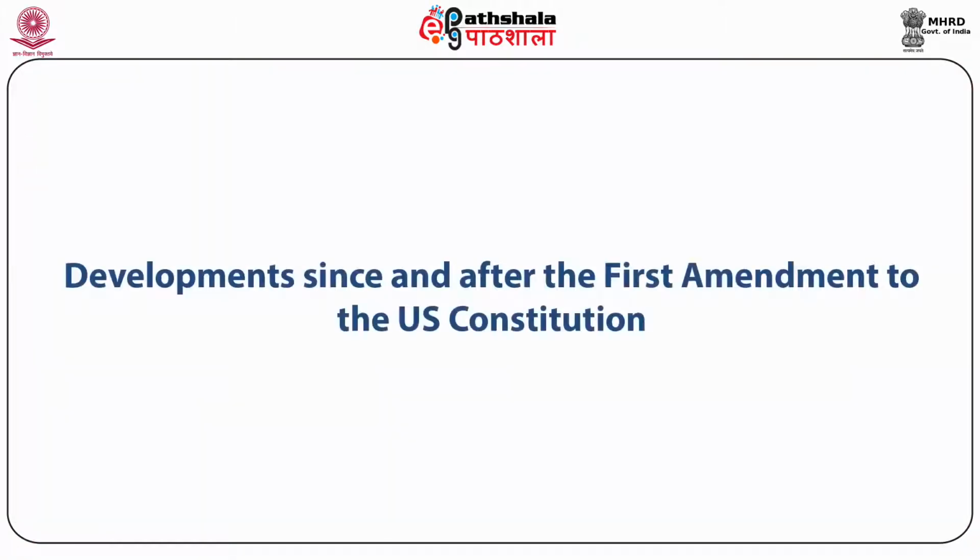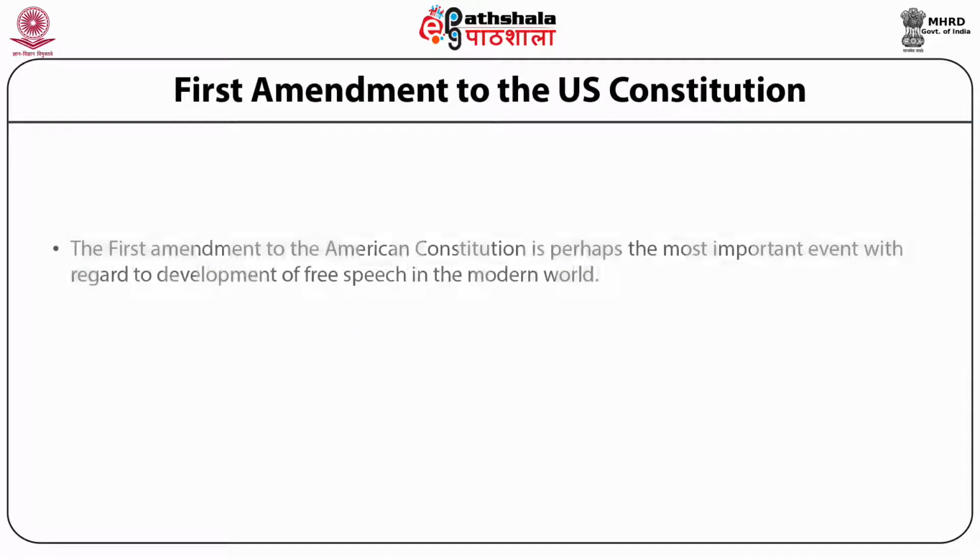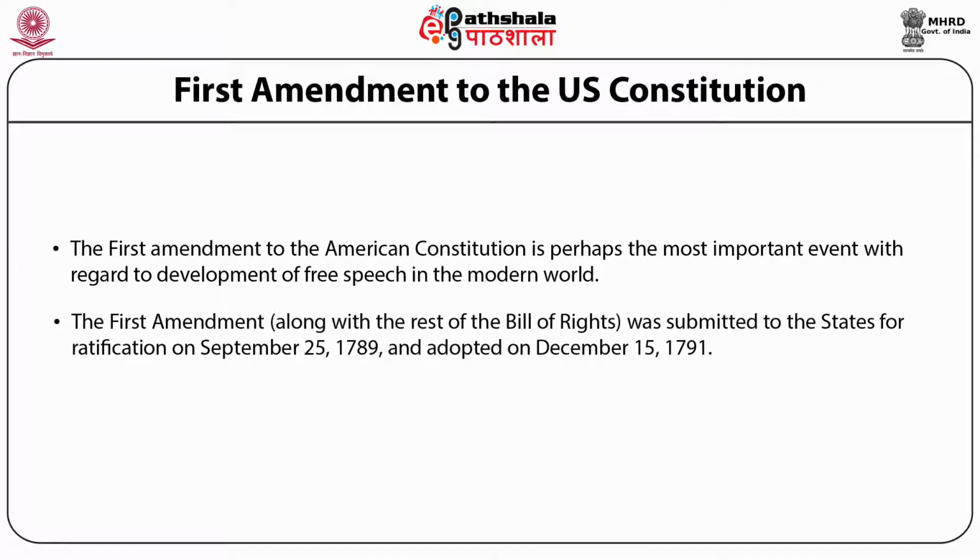Now let's come to the developments since and after the First Amendment to the US Constitution. The First Amendment to the American Constitution is perhaps the most important event with regard to the development of free speech in the modern world. For the very first time, the right to free speech and expression was given a written, codified form in a constitution. The First Amendment, along with the rest of the Bill of Rights, was submitted to the states of the United States for ratification on September 25, 1789, and it was adopted on December 15, 1791.